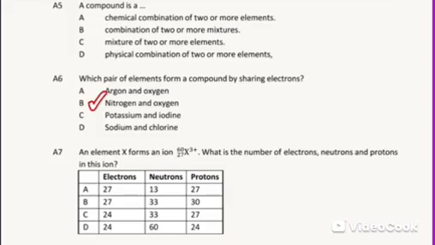Nitrogen and oxygen. The most important point you need to bear in mind here is that when two or more non-metals join together, they form a covalent bond, which is done by sharing electrons. While when you have a metal and a non-metal, then an ionic bond is formed because there is a transfer of electrons. There is the metal that is losing electrons and the non-metal that is gaining electrons.